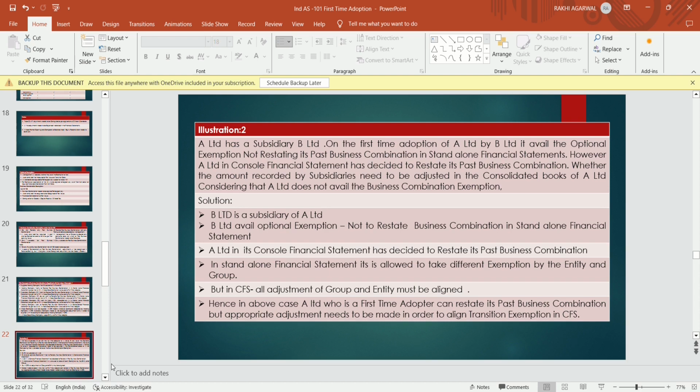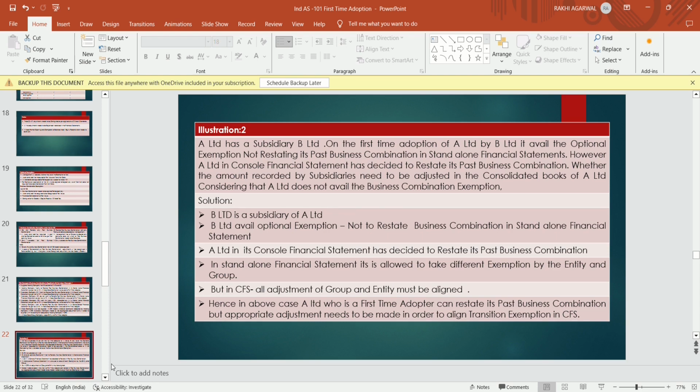However, A Limited in consolidated financials has decided to restate its past business combination. Whatever amount is recorded by the subsidiaries needs to be adjusted in the consolidated books of A Limited, considering that A Limited does not avail the business combination exemption. So B Limited is a subsidiary of A Limited. B Limited avails the optional exemption, that is, not to restate the business combination in standalone financials. A Limited in its consolidated financial statements has decided to restate its past business combination.